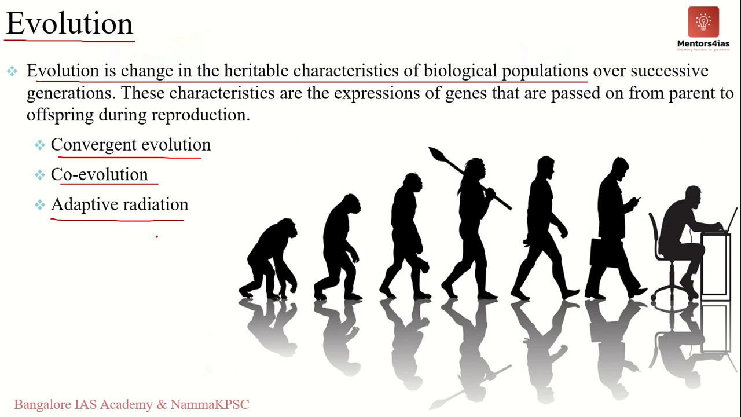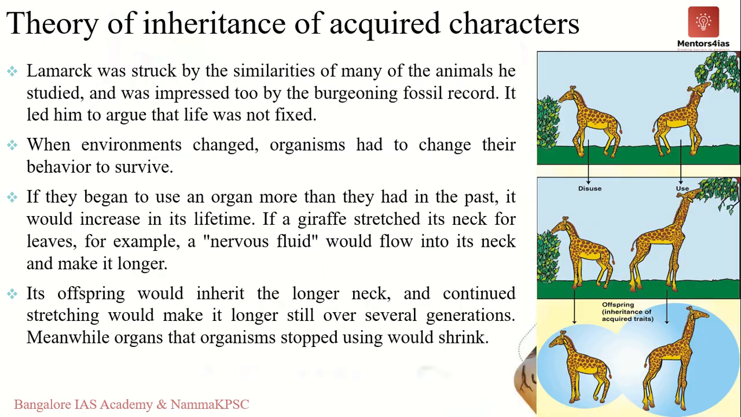Finally, we have adaptive radiation, which we have already discussed in the earlier videos. This is when a species splits into a number of new forms when a change in the environment makes new resources available or creates new environmental challenges. For example, you have the finches on the Galapagos Islands, which have developed different shaped beaks to take advantage of the different kinds of food available on different islands. So this is adaptive radiation.